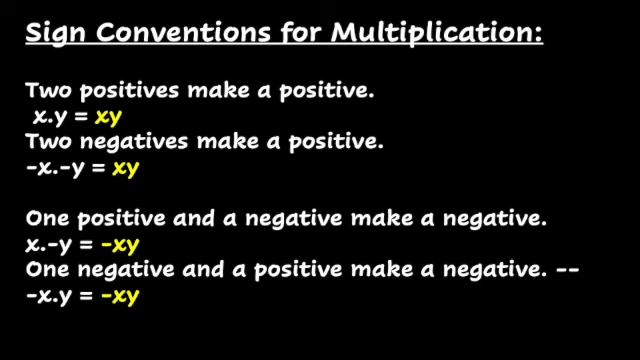Then we have one positive and one negative. So one positive and a negative make a negative. So if one of the numbers is negative, we get a negative answer. So that means x times minus y equal to minus xy, or minus x times y equal to minus xy. So now our sign conventions are clear. So we are ready to go through algebraic expressions.